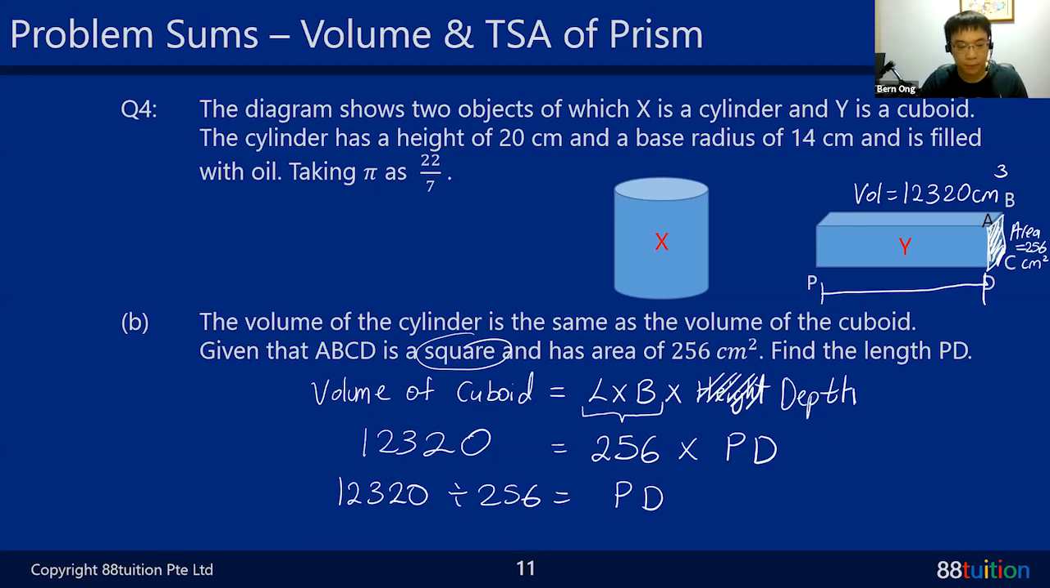Answer is 48.125. So PD is equal to 48.125 centimeter. The 0.125, please write it now. Don't say round off. You don't have to round off. This is the exact answer. Give it as 48.125 cm. Don't change it. So that is the length of PD. That's the depth.